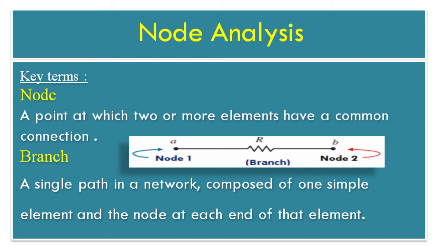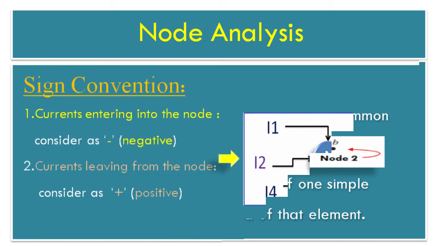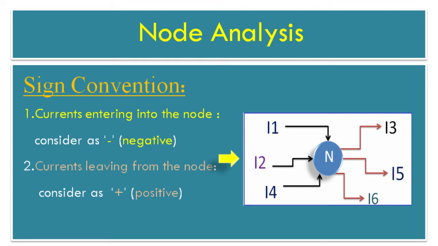Let's see node and branch representation using a resistor as an element with two nodes, that is node 1 labeled as A and node 2 labeled as B in a given diagram, with the element connecting node A and node B called a branch. Before applying KCL to a given node in node analysis, let's study sign conventions.